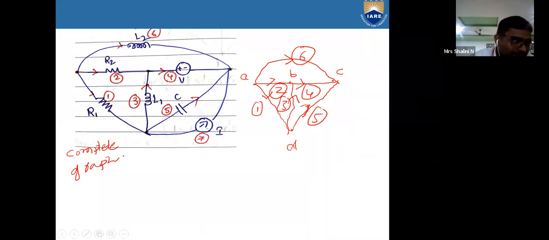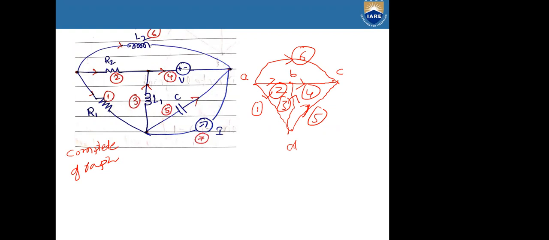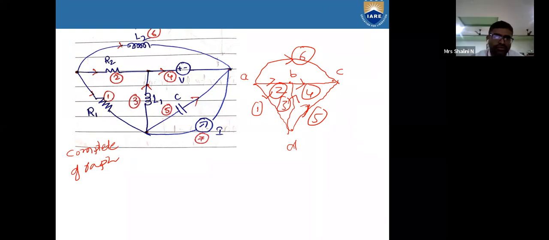A complete graph is nothing but one consisting of all the nodes, that is A, B, C, and D, and all the branch elements between the nodes are connected there. That is nothing but your total complete graph.